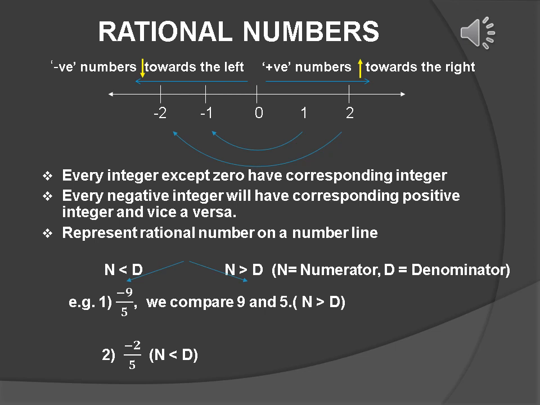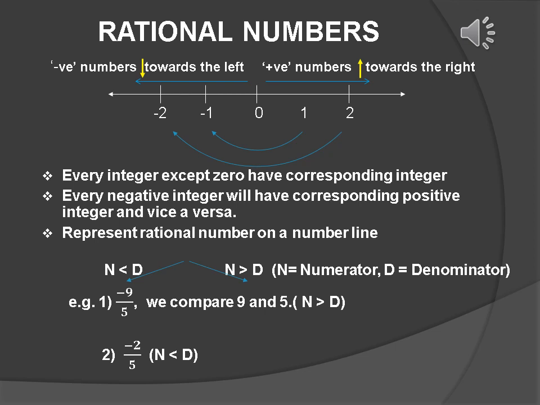Before we understand how to plot rational numbers on the number line, we need to understand a very important point: every integer except 0 has its corresponding integer. For example, the integer 1 has minus 1 as its corresponding integer. The integer 2 has minus 2 as its corresponding integer. Similarly, every negative integer will have a corresponding positive integer and vice versa.